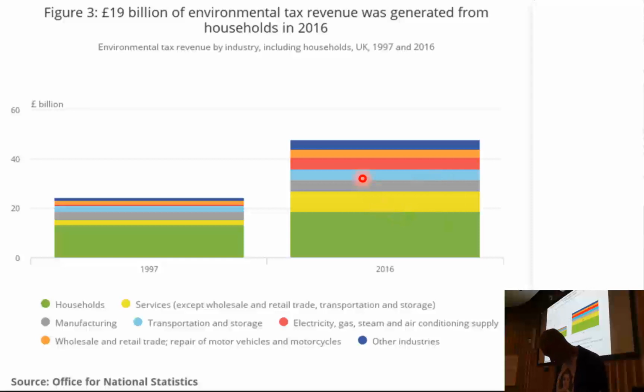So services, manufacturing, and so on and so forth. So you see a shift in the tax burden away from households toward companies, at least in this particular decade. And you can trace this over the years, right? So that is hopefully useful information. And of course you can also compare this roughly 50 billion to the total tax take and say, well, this is the total extent of environmental taxation in the UK.